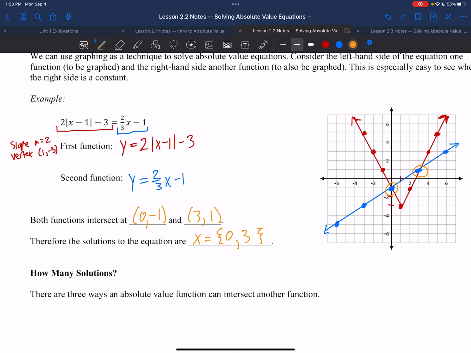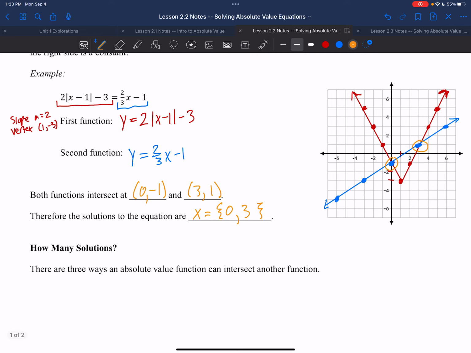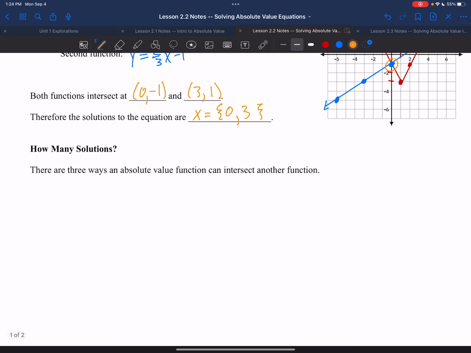You can check this, and I really show this as a way to verify this in a calculator, right? If I type in the left function and the right side of the equation into a graphing calculator, whether that's Desmos or a TI-84, I could verify through these points of intersection, right? So yeah, that's that. Now, how many solutions?